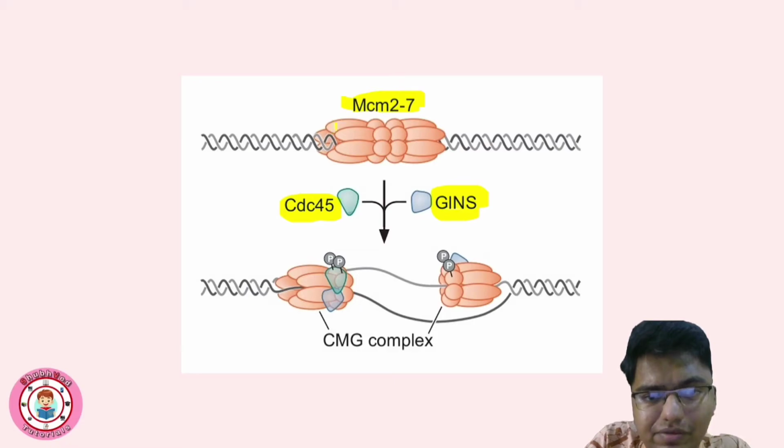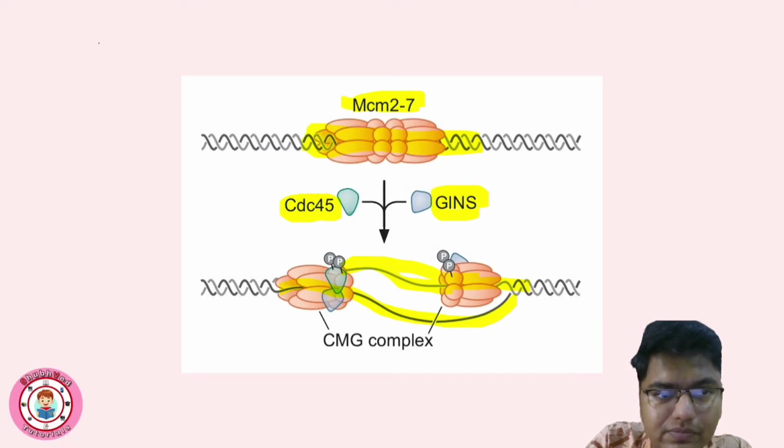Before activation of the helicase, it is bound to the double strand. See, both strands are covered here. But after the helicase is activated, each component will cover only one strand. This part is covering only this strand, and this helicase component is covering this strand. So two separate strands are now covered by each helicase component. Previously, before activation, they were encircling both strands.